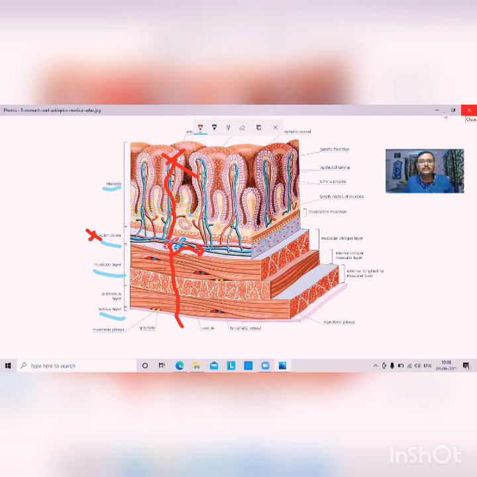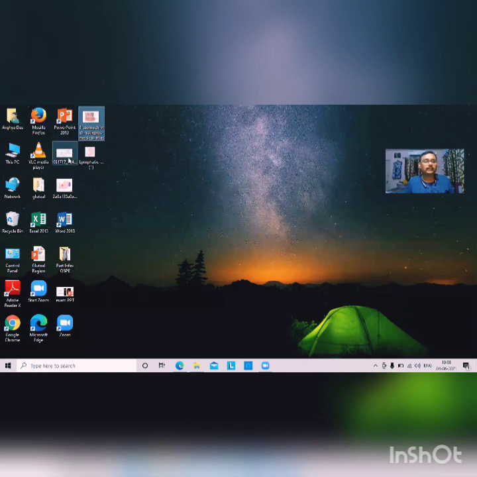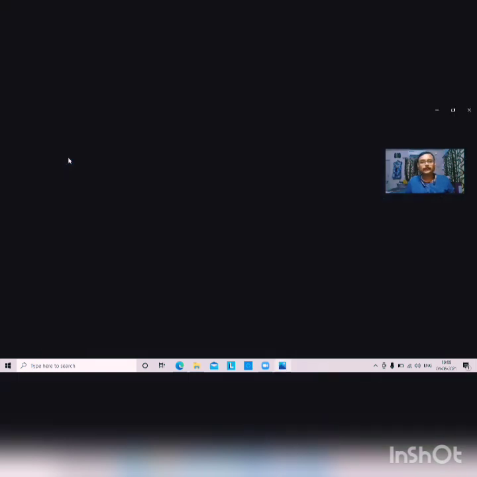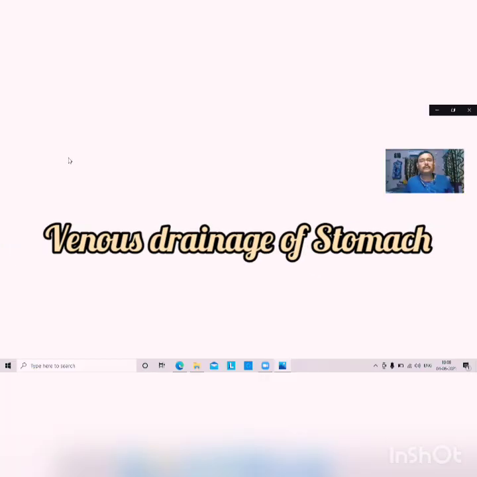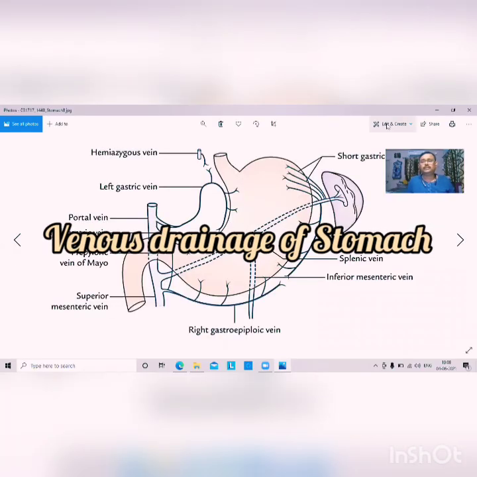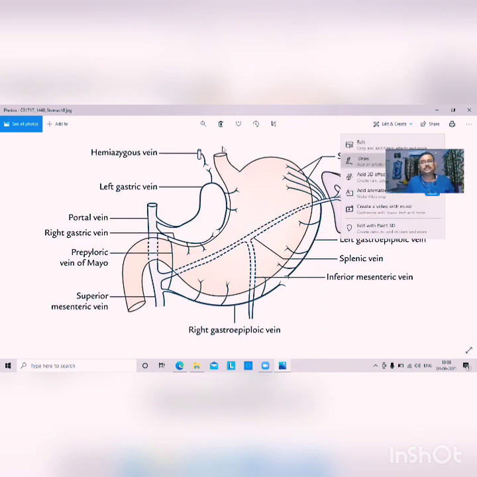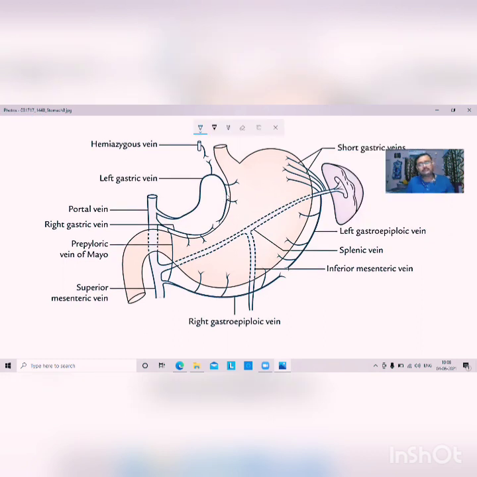Now, these are the two conditions we commonly encounter in the stomach in day-to-day practice. Now, coming to the venous drainage of it: the venous drainage will follow the arterial network.